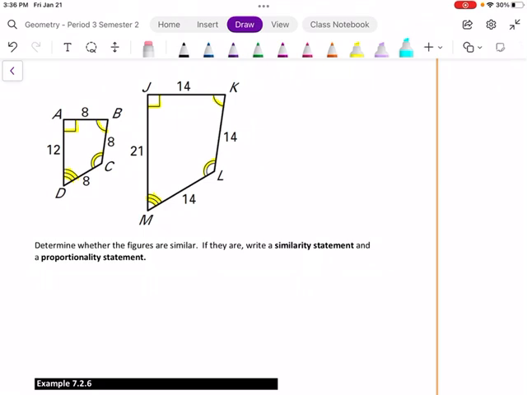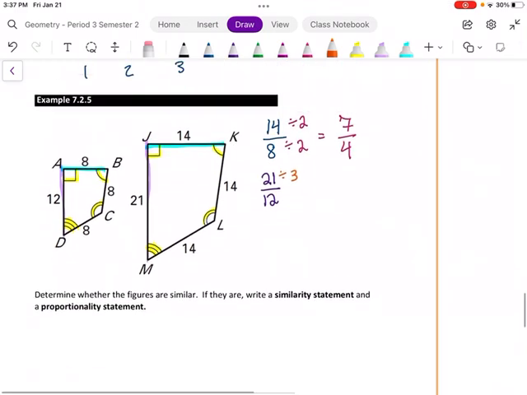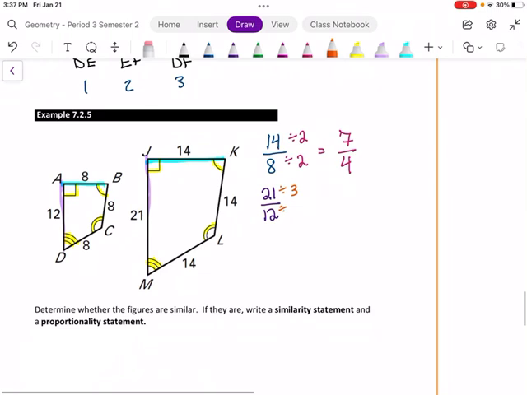So I'm going to start with the top of our shape, and I'm going to write a ratio with those. And it doesn't matter which one goes on top for this. And if we simplify this, we are going to get 7 over 4. Then we are going to go ahead and work our way around the shapes with the corresponding parts to make sure that these are all equal to each other. If we find one that is not equal to the rest, then we know they're not similar. But if they are all equal, then we know that the shapes are similar to each other.